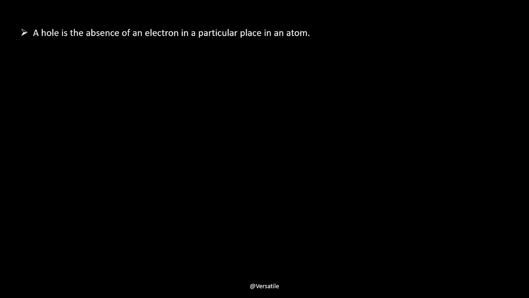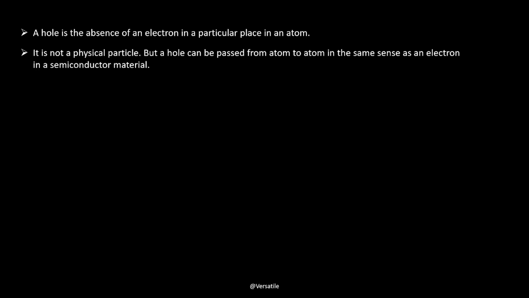So a hole is the absence of an electron in a particular place in an atom, as we just saw, and it is not a physical particle, but a hole can be passed from atom to atom in the same sense as an electron in a semiconductor material. In an actual semiconductor material it's not the holes that are moving, it's the electrons that are moving from atom to atom. But these two terms can be used interchangeably.